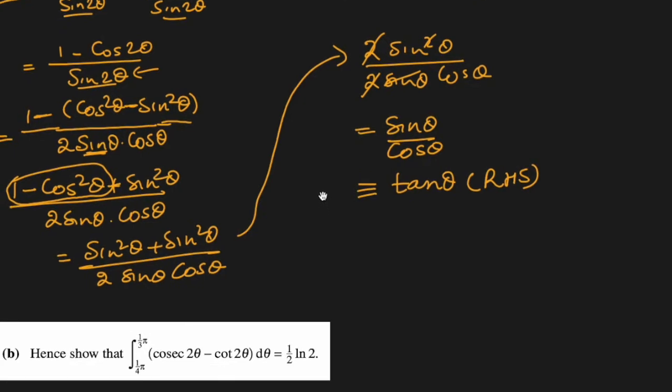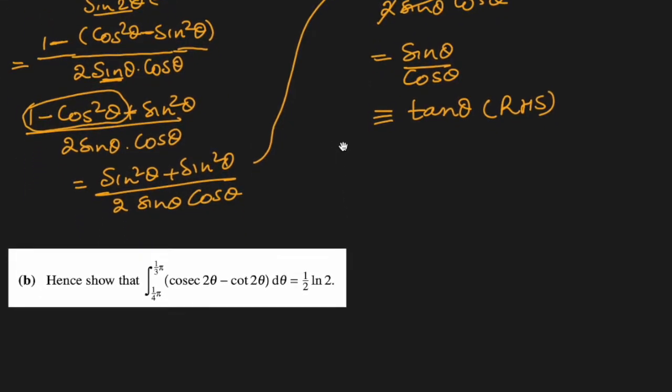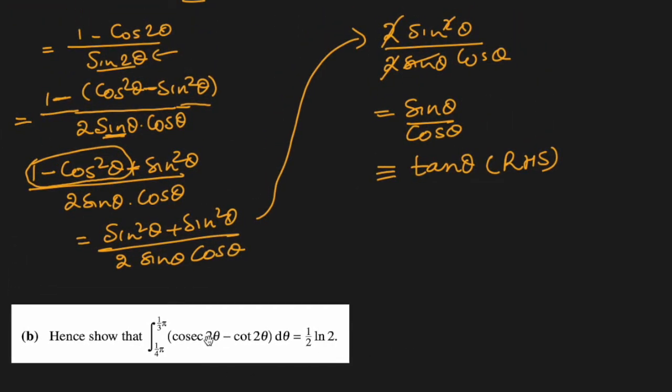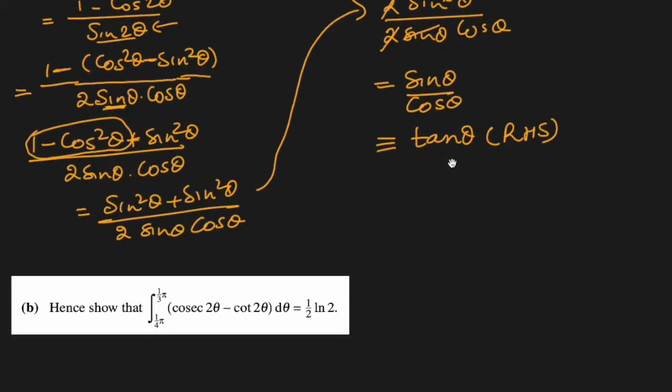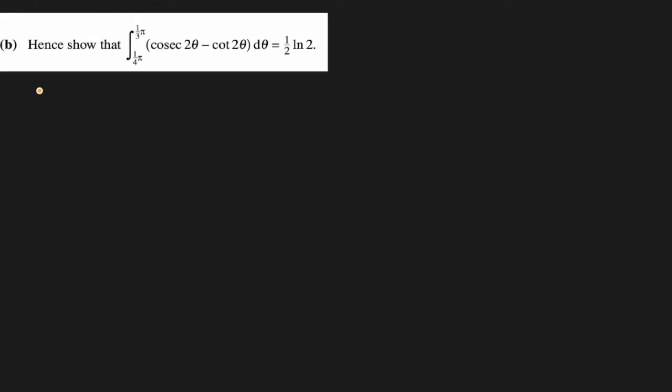Okay. Hence, that means take the help of the a part, show that this is half ln 2. Just see, cosecant 2θ minus cot 2θ. Yes, exactly the same. That means we can write just tan θ in place of the whole question. So this question now becomes the integral from π/4 to π/3 of just tan θ dθ. We have to show it is equal to this.